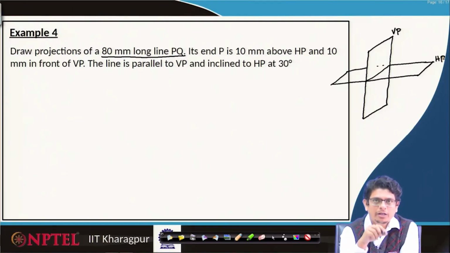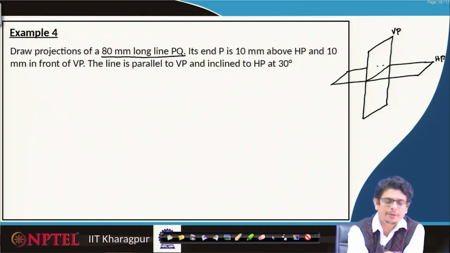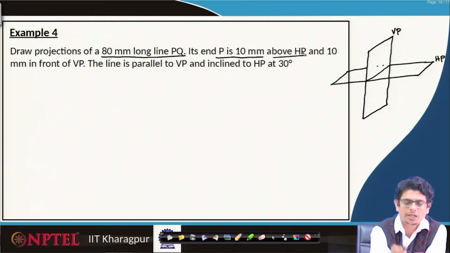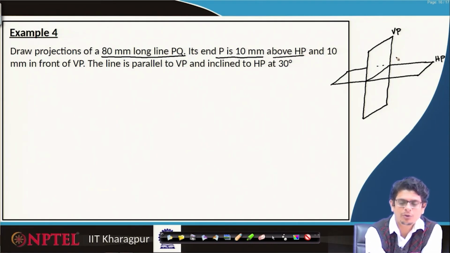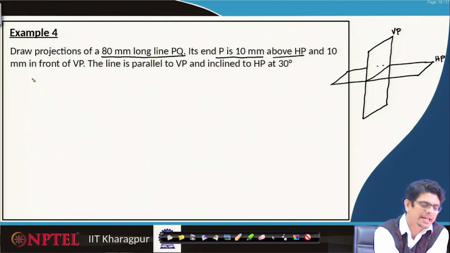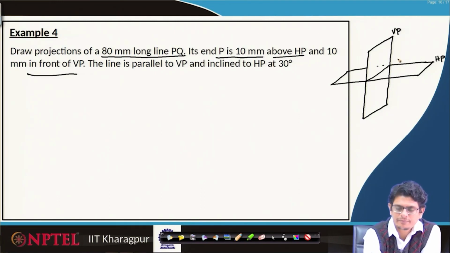It is an 80 mm long PQ line. Its end P is 10 mm above the horizontal plane. So, somewhere above, that means on top of that, we should have it, and 10 mm in front of VP. It can be here or there, but it clearly mentions that it is in front of VP. So, the P point may be somewhere there, 10 mm above and 10 mm in front. So, precisely on that square we will have that P point.